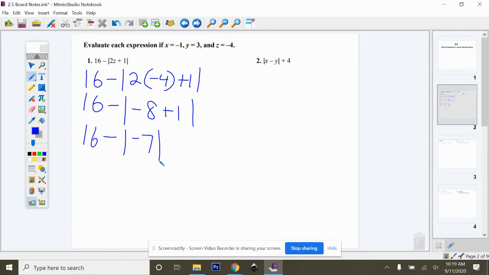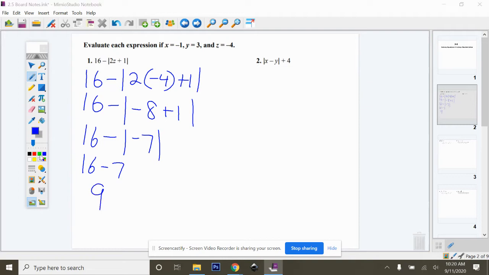And we still have absolute value bars. Now, the technical definition of absolute value is a number's distance from 0. Really, all it does is make numbers positive, because how far is -7 from 0? Well, it's 7 spaces. You will never have a number come out of the absolute value and be negative. So the absolute value of -7 is really just 7. 16 minus 7, well, that's 9.